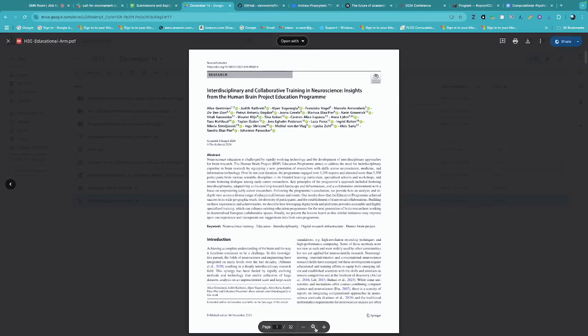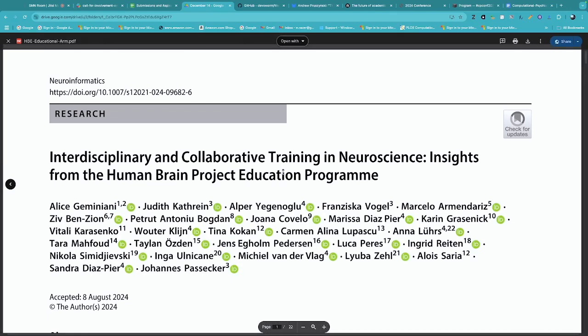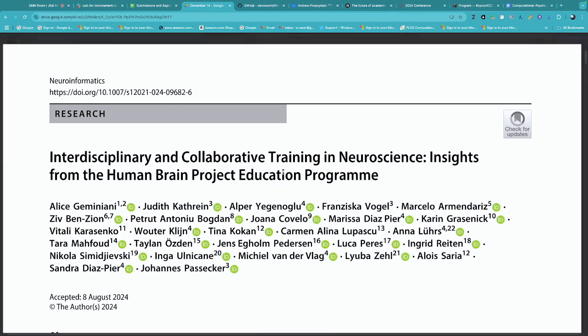This is a paper that I think we've gotten. This came out in November. This is from the journal Neuroinformatics. This is on interdisciplinarity and collaborative training in neuroscience, insights from the Human Brain Project education program. So this is highlighting the Human Brain Project, and they have this educational arm that grew out of their main project. It's like where a large funded project might have some outreach components. They might have some educational components. They might have an open source community, these sorts of things.